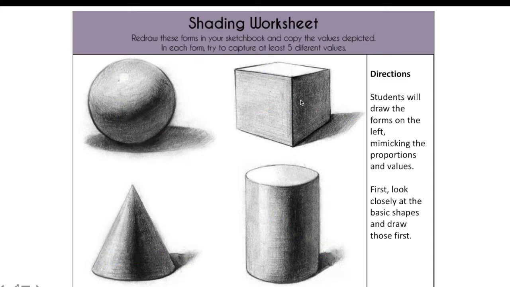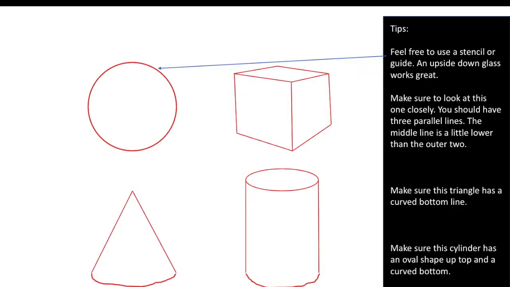And first you want to look really closely at the basic shapes. I know you've practiced breaking things down into shapes before, but let's just talk about these because this is where some kids get tripped up. So for the circle, you can just find even a template or a guide or a stencil, even an upside down glass is great. You can use that just to make a circle.